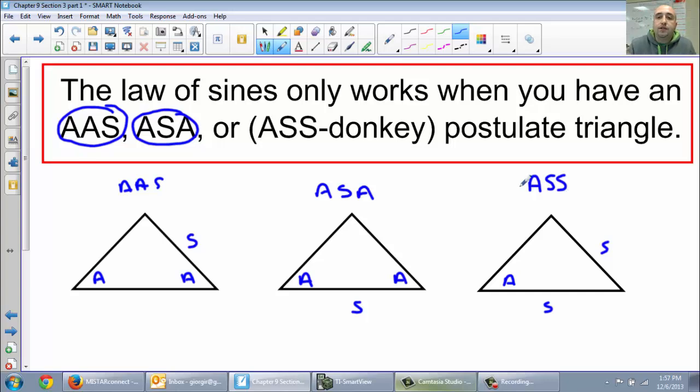So what we're going to do today is focus only on the first and the second case. We're going to save the donkey postulate for part 2 because it's a little bit more difficult and we have to get into a little more information. So we're going to do two examples, one with angle, angle, side, and one with angle, side, angle.